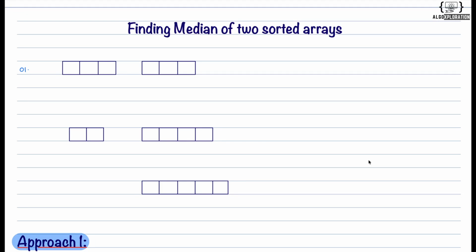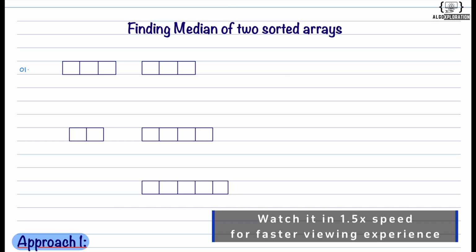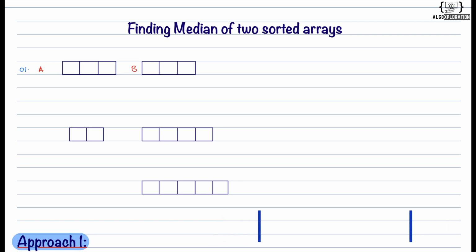So hi, in today's lecture we are going to find the median of two sorted arrays. In the question they will be giving us two arrays A and B, and we need to find the median. The array will look like this. Both the arrays are in sorted order, and if we convert these two arrays into a single sorted array, it will look like this.